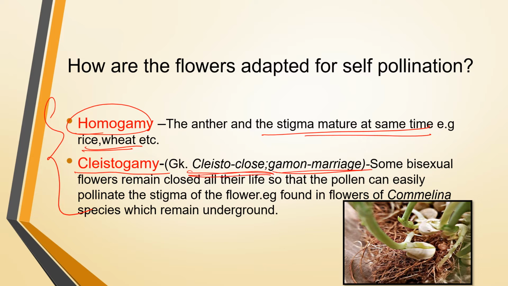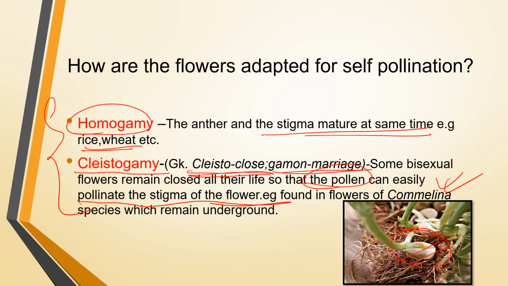Now some bisexual flowers, they remain closed all throughout their life so that the pollen can easily pollinate the stigma of the same flower. Like Commelina species which remain underground, you can see this type of flowers which remain closed throughout the life so that the pollen should be within the flower only, and they will fall within the flower and they will pollinate the stigma. So thus the pollination happens within the plant only. So this is called cleistogamy, and this in details you are going to study in higher classes like 12th standard.